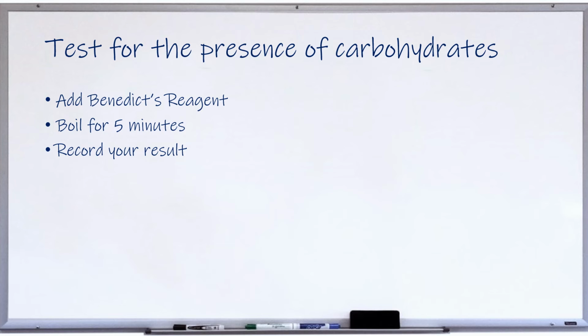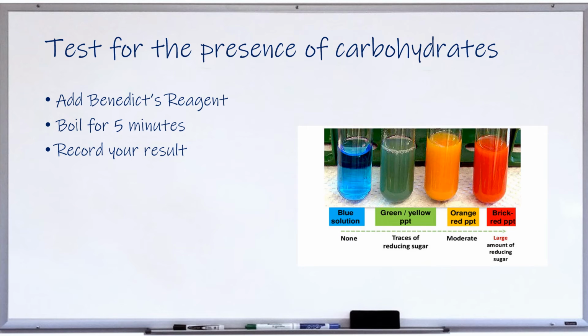All right, so how does Benedict's test work? You take your sample, you add Benedict's reagent, you boil it for about 5 minutes, and then you record the result. When we mix sugars with Benedict's, it causes a reaction and the Benedict solution changes color from blue to dark green or greenish yellow if there's a little bit of sugar available, orange if there's a moderate amount of sugars in the sample, or brown or dark red if there's a large amount of sugars in the sample.